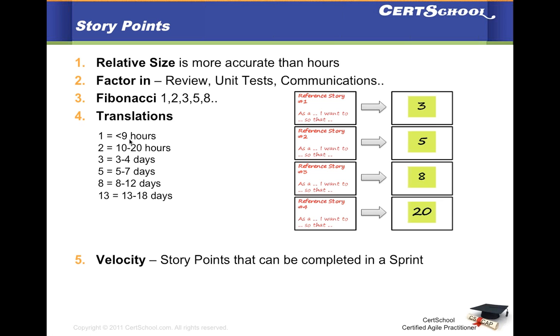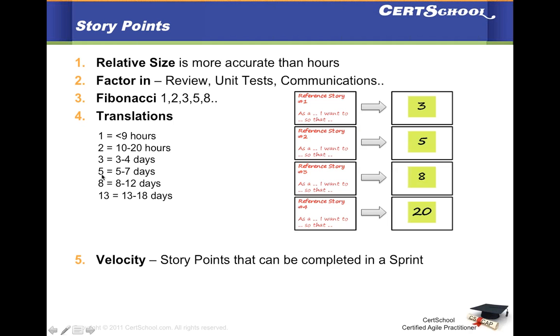Even if it is a 1 or 2 hour effort, you should give it one story point. There's no point five story points or any fraction. Just give it one story point, even though your translation may say that it is 9 hours or less than 9 hours. Then story point two is double the size of one. It can range from 10 to 20 hours. Story point three is triple the size of one. It can take anything between 3 to 4 days.